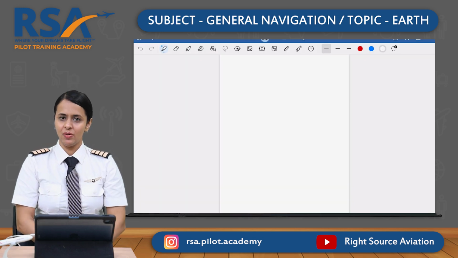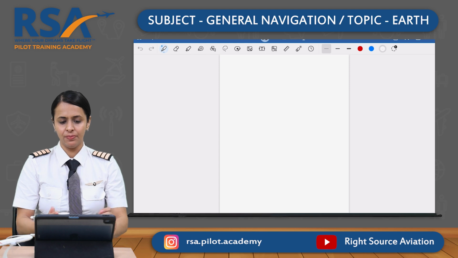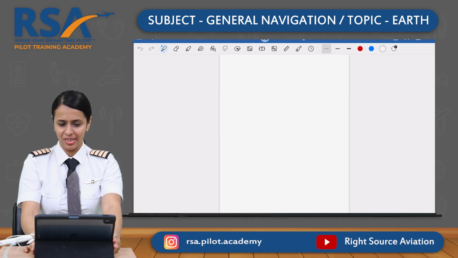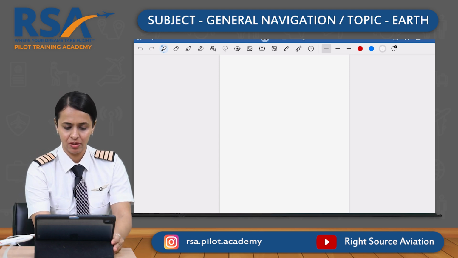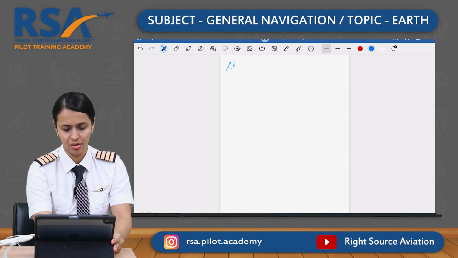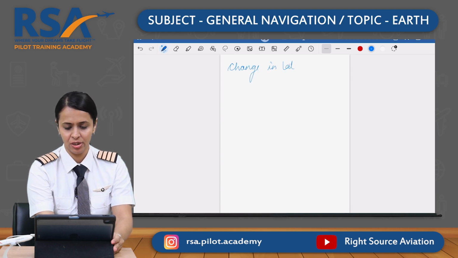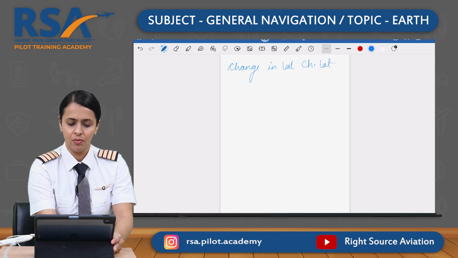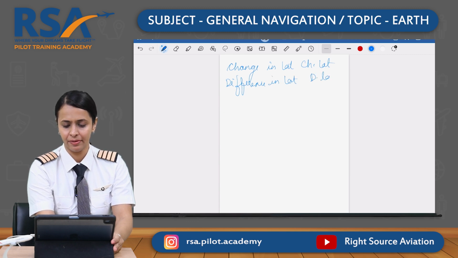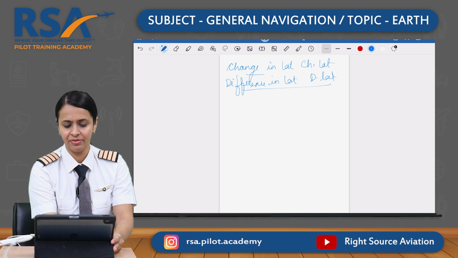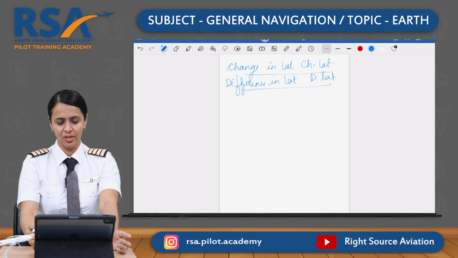So now we will do some calculation with respect to latitude and longitude. I hope you've understood what latitude is. What we will have to do is calculate a change in latitude. So how do we calculate a change in latitude? First and foremost, a change in latitude, you can say it in short form. We call it chalat, we write it like this. We can also call it a difference in latitude, and you can also call it delat.